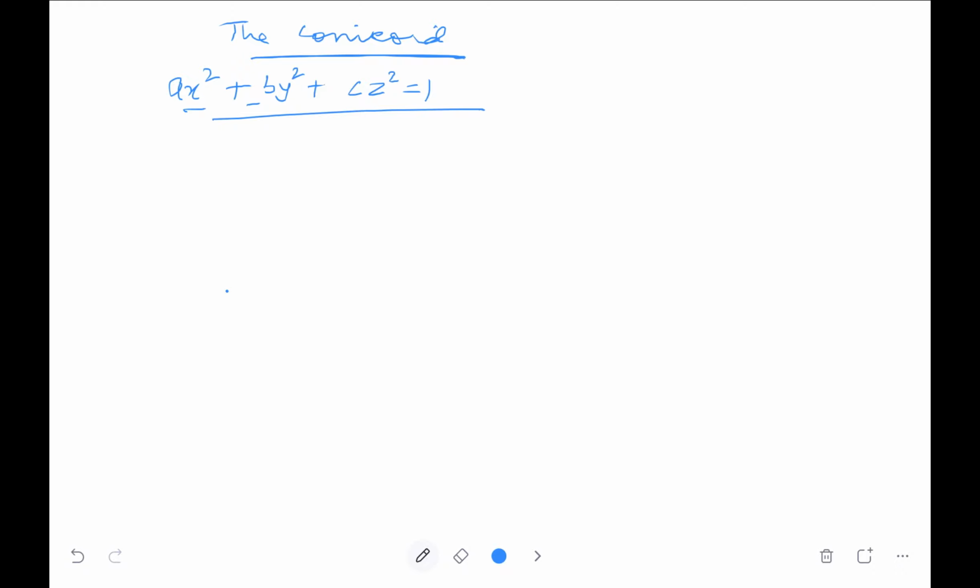So a standard conicoid, this equation ax square plus by square plus cz square is equal to 1, represents a central conicoid. Now, we have to study the intersection of a line and a central conicoid.